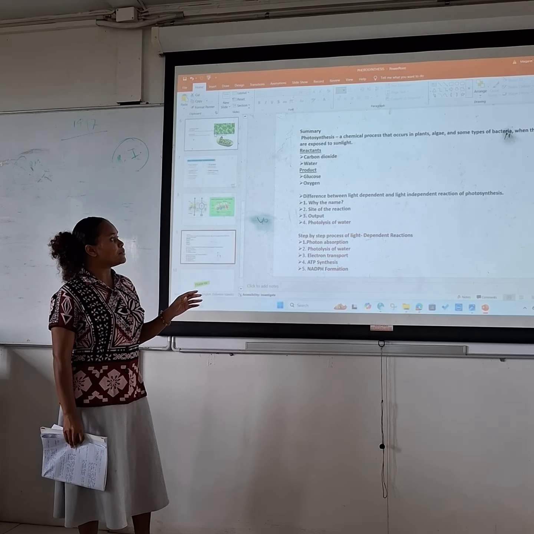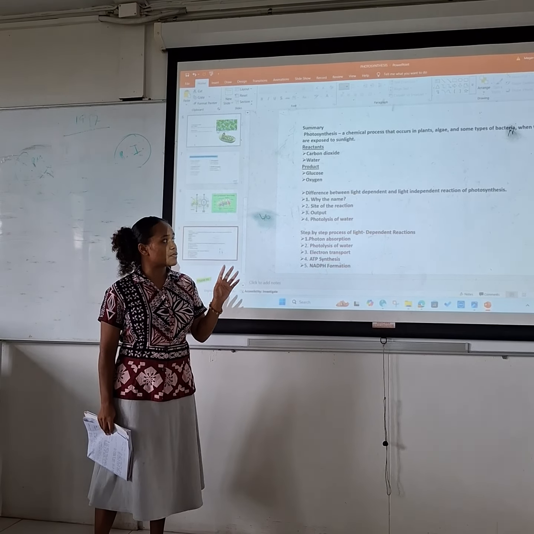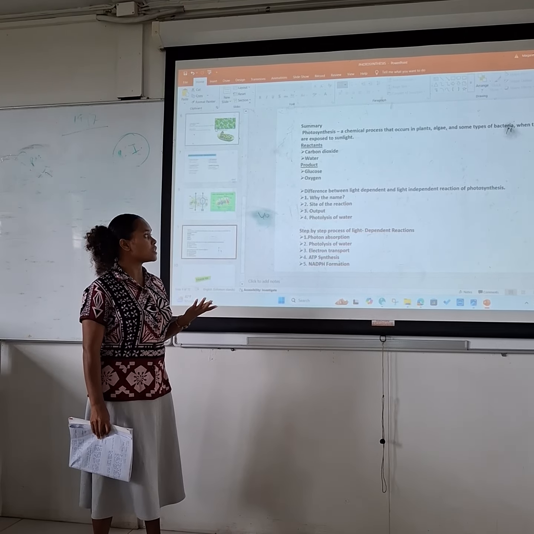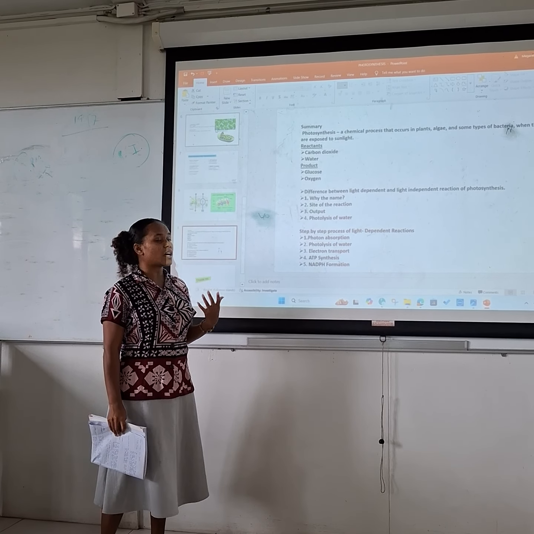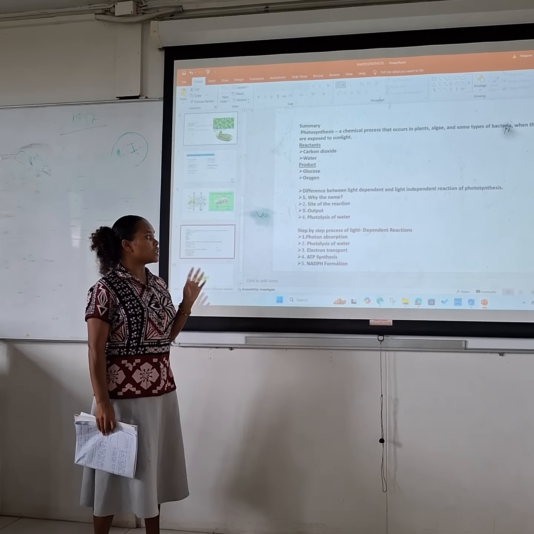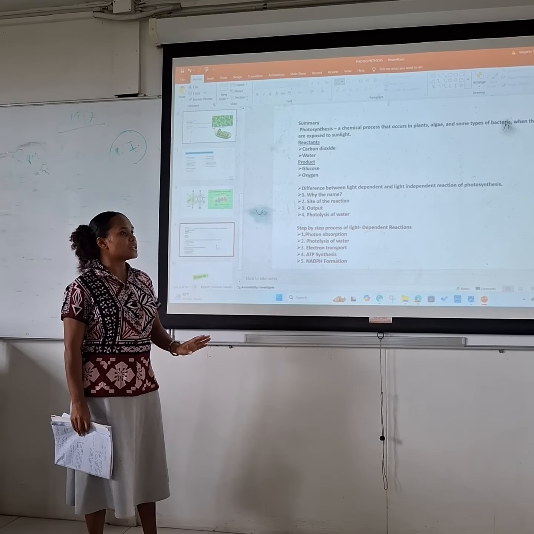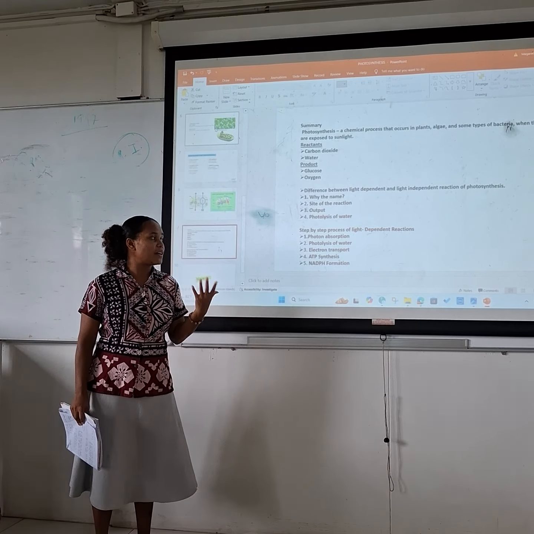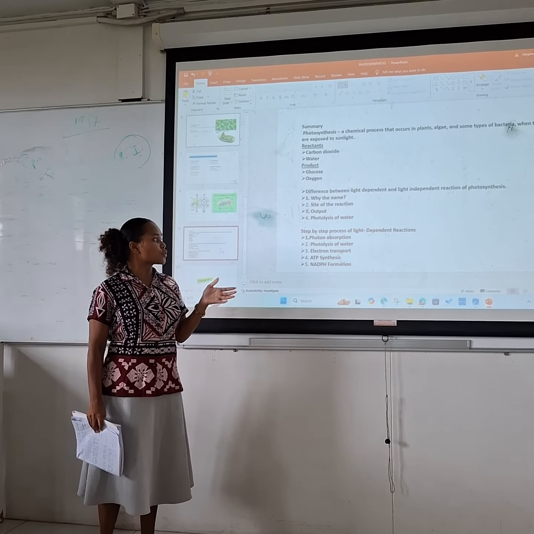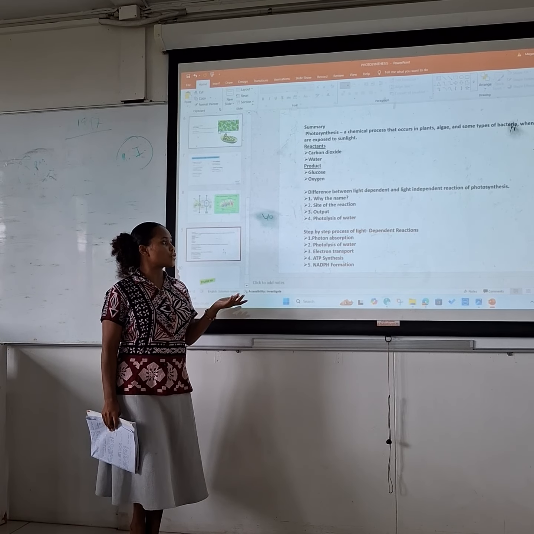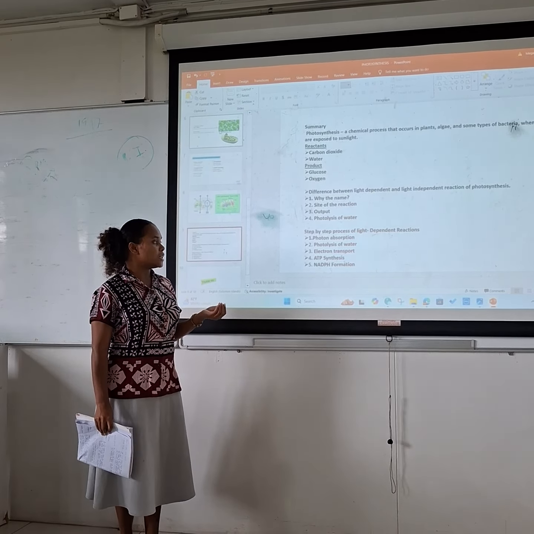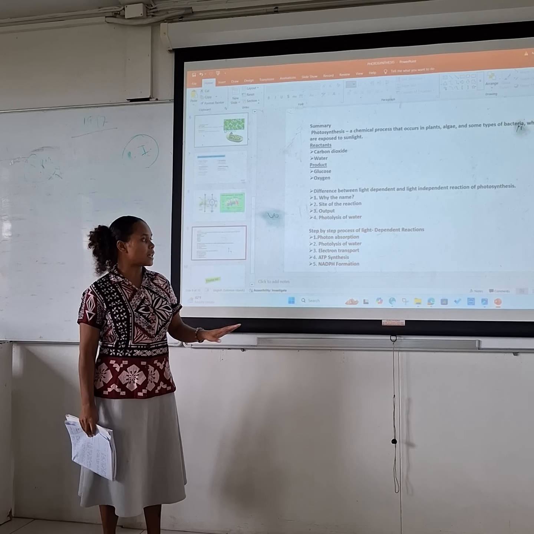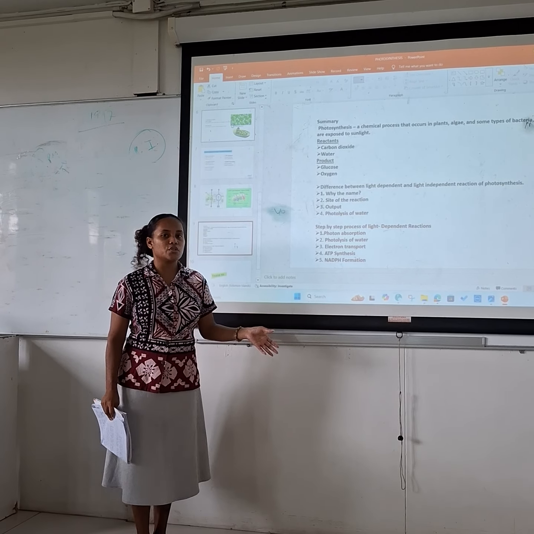The differences between light-dependent and light-independent reaction of photosynthesis are first, the name, second, site of the reaction, third, the output, and fourth, photolysis of water. And lastly, we have gone through the step-by-step process of light-dependent reaction. There are 5 steps: 1, photon absorption, 2, photolysis of water, 3, electron transport, 4, ATP synthesis, and lastly, NADPH formation.